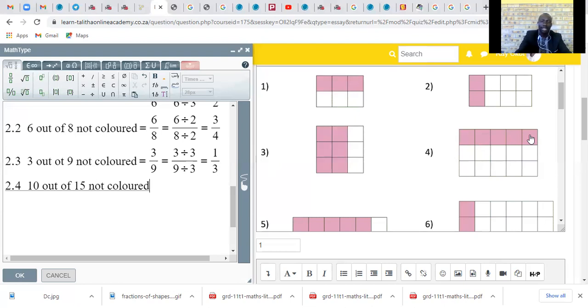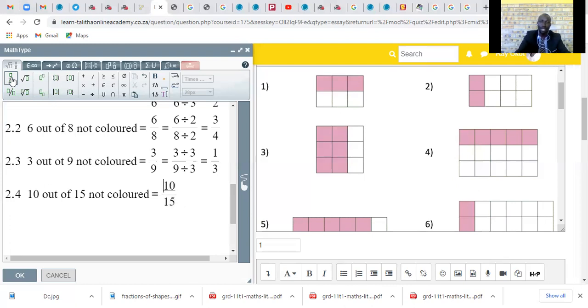Squares are not colored. And in fractional notation, we would be having 10 as the numerator and 15 as the denominator. This is our answer. We could stop here. But if we are required to simplify this, then we can go ahead and simplify it because it doesn't take much to get this simplified.